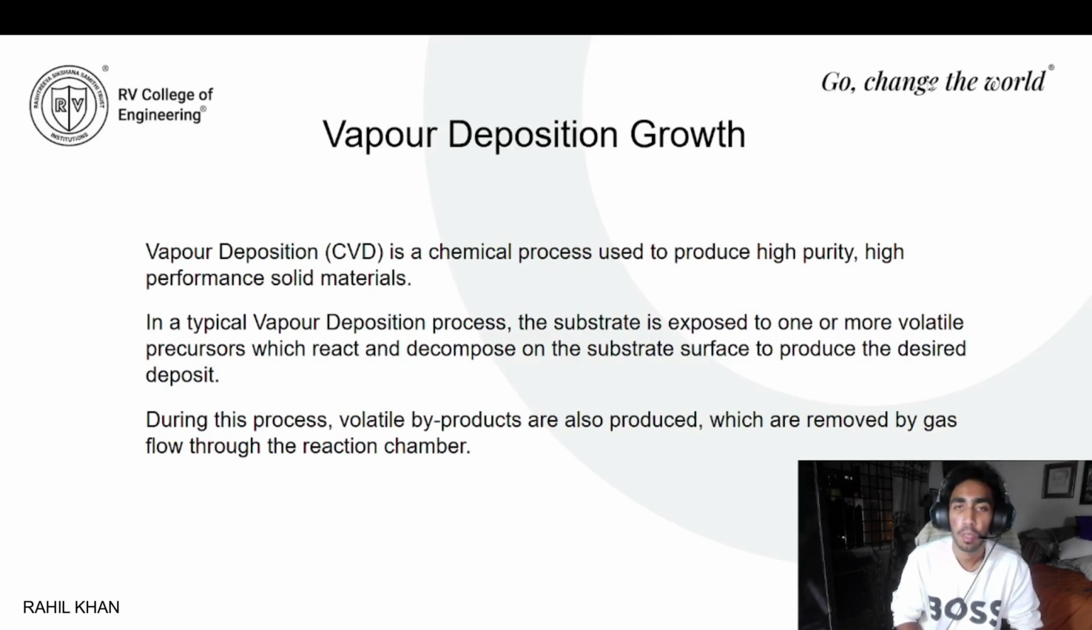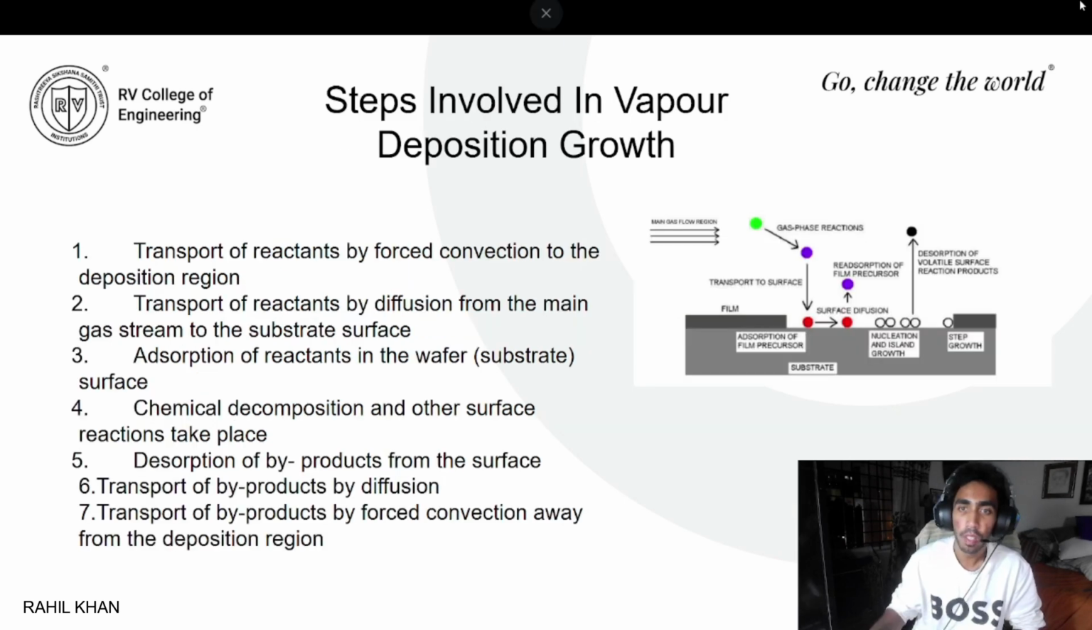So let's move on to vapor deposition growth, commonly known as chemical vapor deposition. So this is a very popular bottom-up approach to deposit high purity and high performance thin films onto the substrates. Here usually the vapors of the gaseous substrate or a liquid is used so that it is transferred onto the material and condensed inside the chamber. So let's move on to the process.